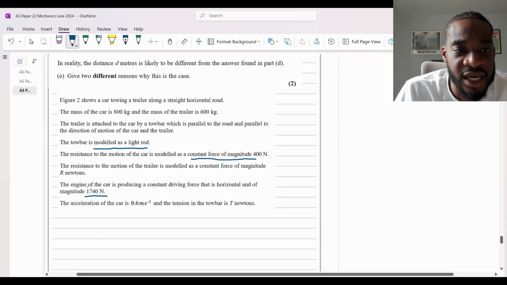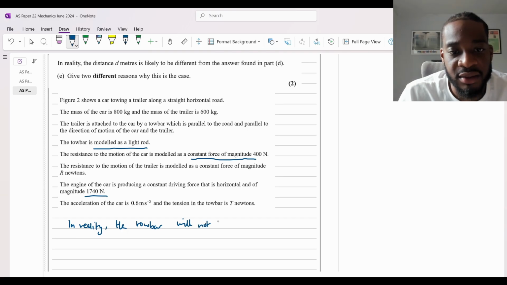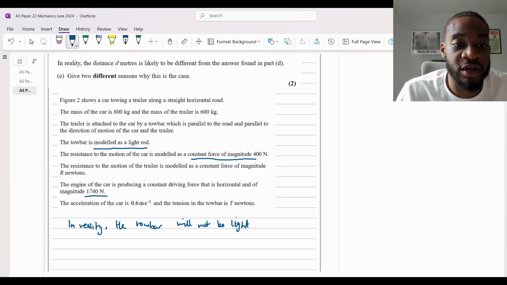So the first one I can say is the tow bar being modeled as light. So I could say in reality, the tow bar will not be light, right? In other words, you need to account for the weight of the tow bar, essentially.